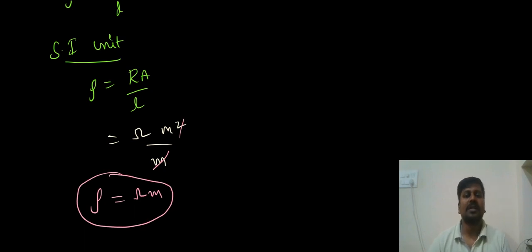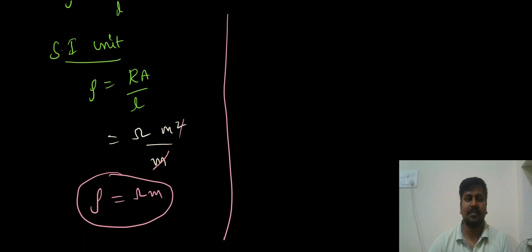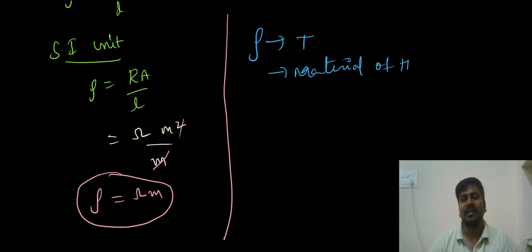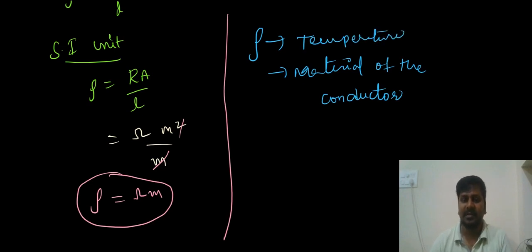Now, resistivity depends on temperature and the material of the medium, the material or nature of the conductor. So these are the two factors the resistivity depends on. I hope you got to know. So this is about resistance and resistivity.